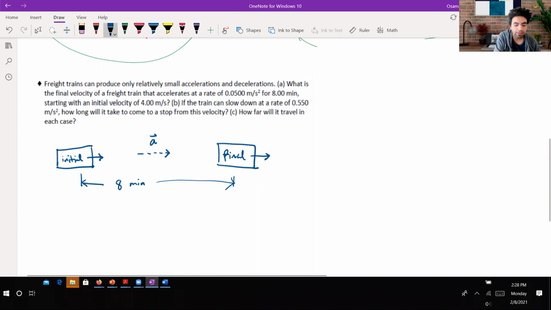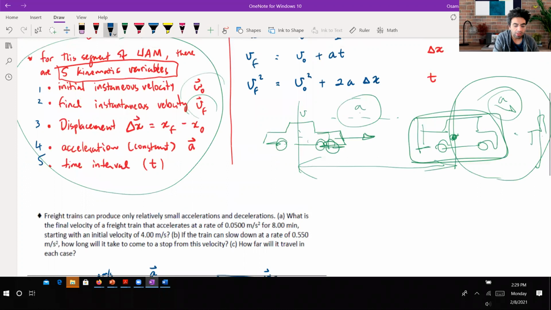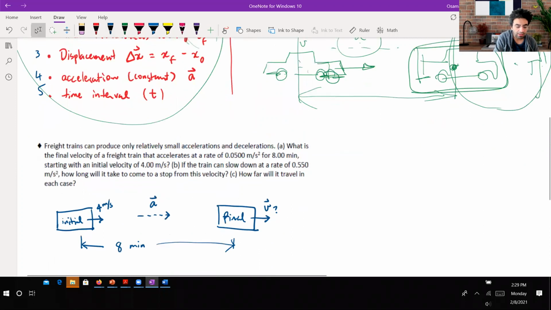So I'm also wanting to find the final velocity. That means I want to find the velocity at this point if I start with an initial velocity of 4 meters per second. So I'm given this one. So now the problem is right in front of me. The 5 kinematic variables that we've talked about before, 1, 2, 3, 4, 5: initial and final velocities, displacement, acceleration, and time. I can see them right in front of me. I can see the initial velocity here of this particular segment. I can see the final velocity. I can see the acceleration.